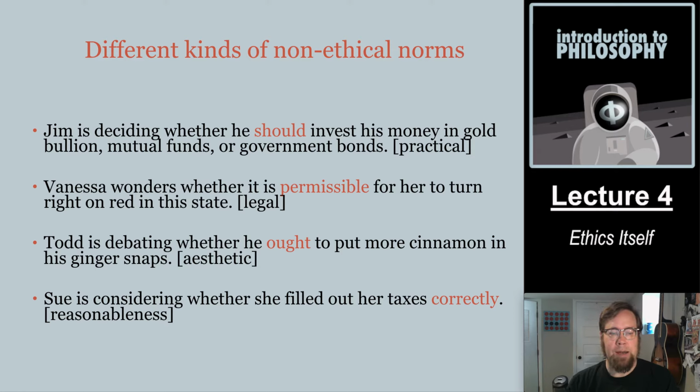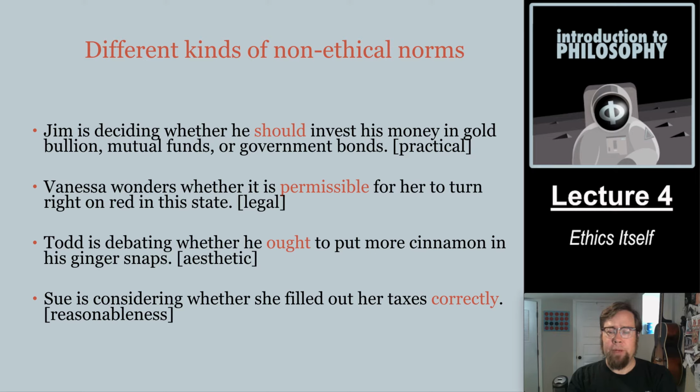Here's another sentence. Todd is debating whether he ought to put more cinnamon in his ginger snaps. Ginger snaps are a kind of cookie, and they are delicious. And perhaps Todd ought to put more cinnamon in his ginger snaps. Why? Well, because they taste better that way. Now, would it be immoral if he decided not to put more cinnamon in it? No, that's not what we mean by ought in this context. Sometimes we use the word ought to refer to ethical norms, but other times we're talking about other norms like aesthetic norms, norms about beauty or norms about how to make things that taste good.